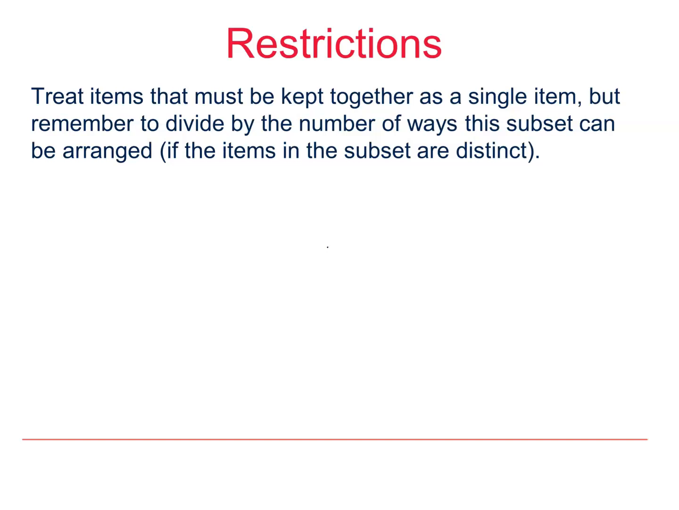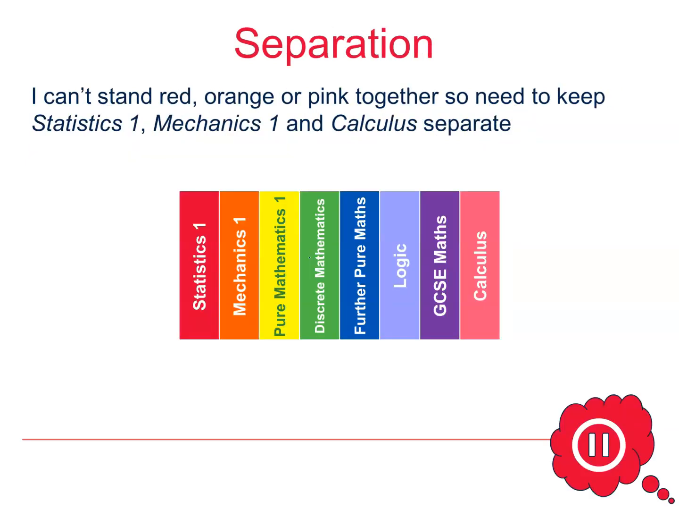There isn't a general algebraic rule here. There are just too many variants. But what you have now is a method for making use of the counting strategies that you have developed. What about separation? I can't stand red, orange or pink together, so I need to keep the statistics, mechanics and calculus books separate. As usual, pause the video while you have a think about this question.